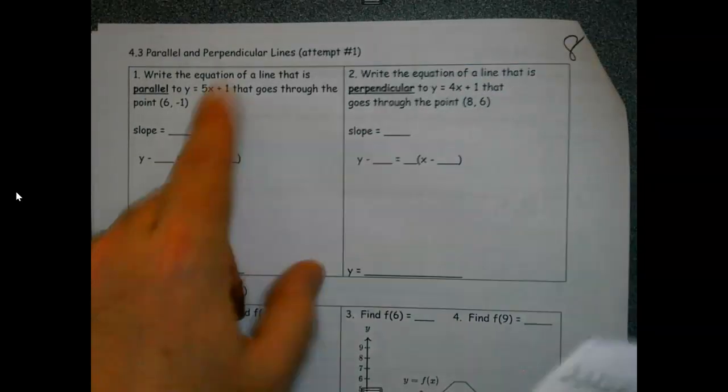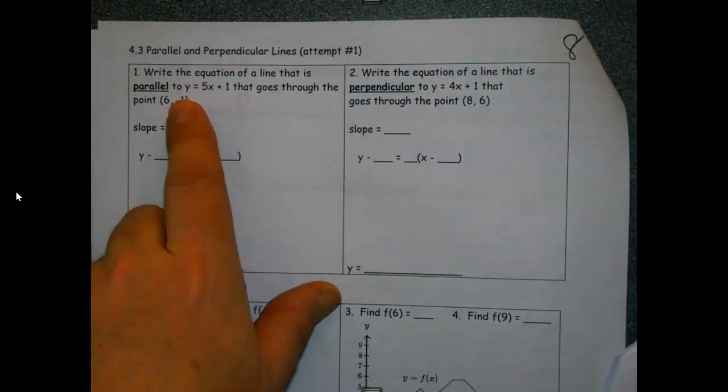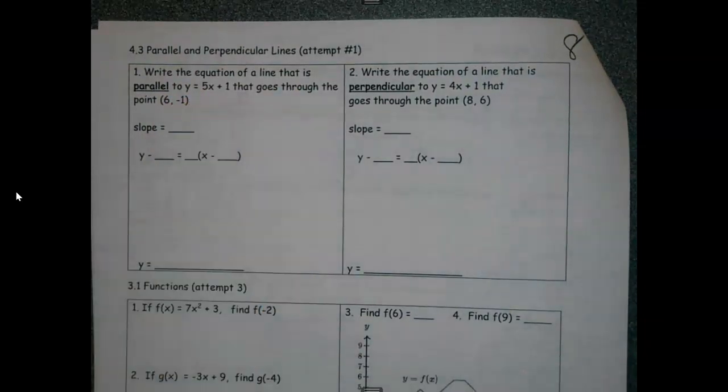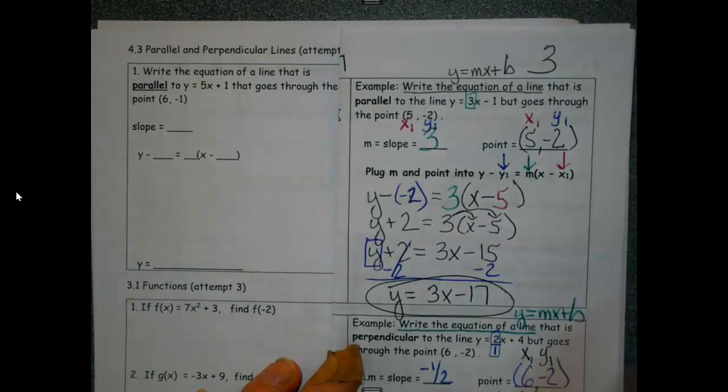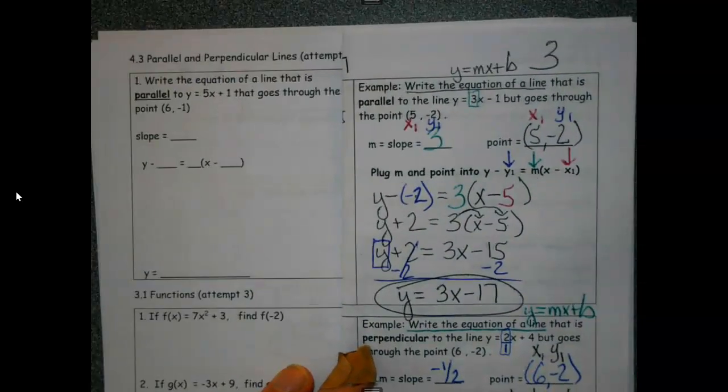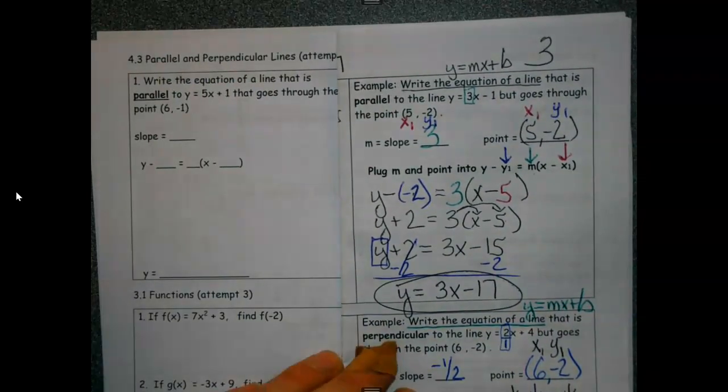More new stuff. Parallel and perpendicular lines. We got notes. Write the equation of the line that is parallel to this equation, but goes through this other point. Okay. What do we know about the slopes of lines that are parallel?